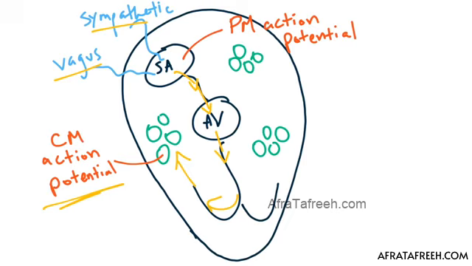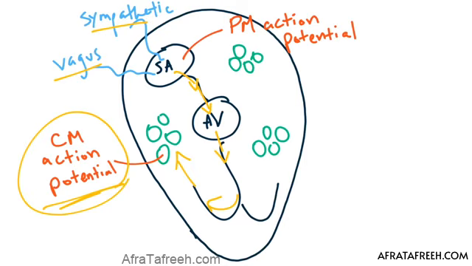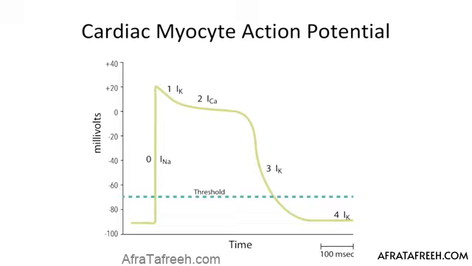Okay, now let's compare and contrast the different action potentials. First, we'll focus on cardiac myocyte action potentials, and then we'll discuss pacemaker action potentials. This is figure 2.4 from your text, which shows a cardiac myocyte action potential. The y-axis is measured in millivolts, and the x-axis represents time. The numbers 0 through 4 represent the different phases of the action potential.